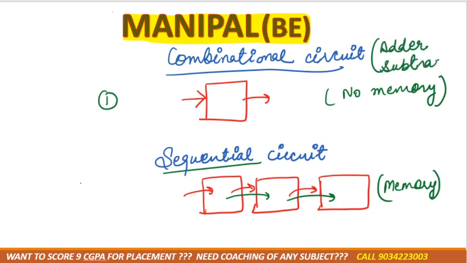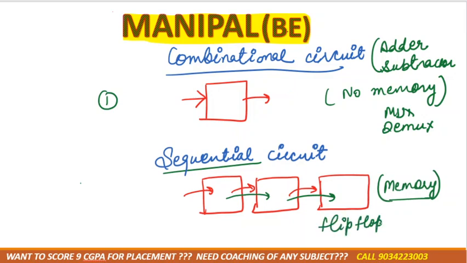Examples of the combinational circuit which we are going to learn about are adder, subtractor, multiplexer and demultiplexer. All this is mentioned in your syllabus, so you need to study about it. Examples of the sequential circuit are flip-flop, counters and registers. Again, all this is also mentioned in your syllabus, so you need to study this one.